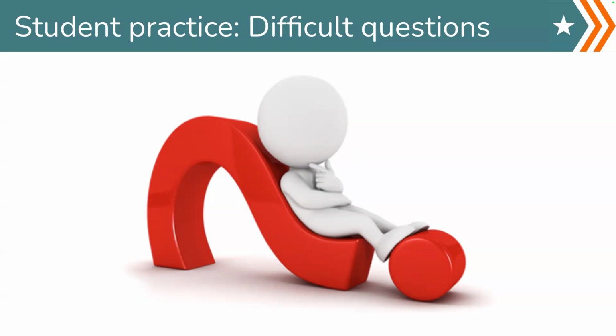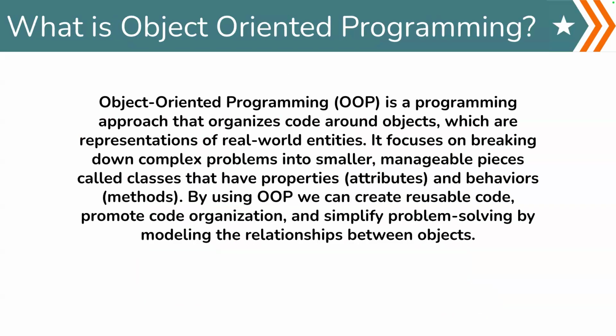All right. Awesome. Let's move into our slide deck then. Can somebody read this paragraph, please? Object-oriented programming, or OOP, is a programming approach that organizes code around objects, which are representations of real-world entities. It focuses on breaking down complex problems into smaller, manageable pieces called classes that have properties, also called attributes, and behaviors, called methods. By using OOP, we can create reusable code, promote code organization, and simplify problem solving by modeling the relationship between objects.